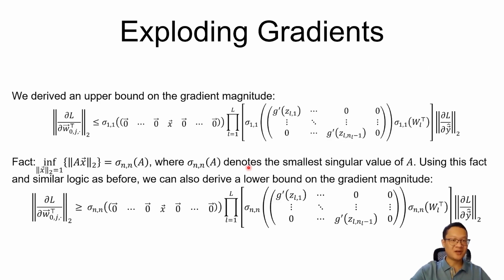Okay, and similarly, we have the exploding gradient problem as well. Previously, we derived an upper bound on the gradient magnitude: the two norm of the gradient is less than or equal to this whole thing. That was a problem because many of these terms could be small. On the other hand, we can use another linear algebra fact: the smallest possible two norm of Ax given a one norm input turns out to be sigma_n of A, where sigma_n is the smallest singular value of A.